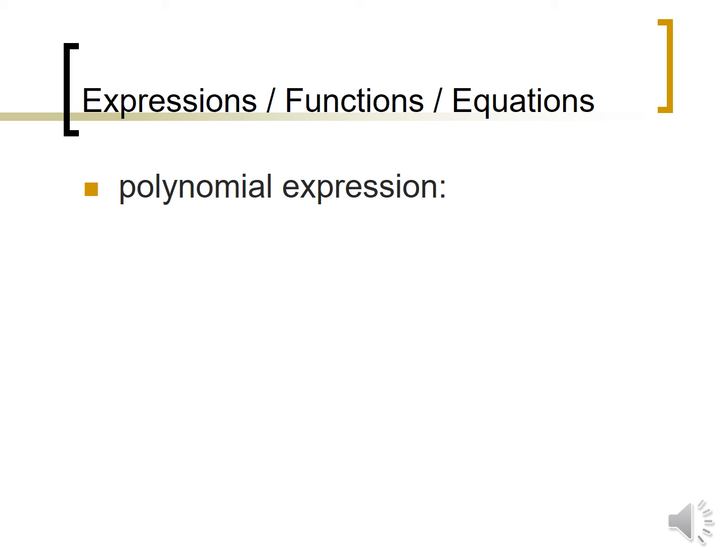Polynomial expression. Maybe something that looks like this, x to the 6th plus 5x to the 4th minus 2. We can rearrange the terms. We can add these things, subtract them, multiply them, divide them, name them, factor them, but that's all we can do. We can just change the order and do things with them, but we can't solve them, we can't graph them. Those are expressions.